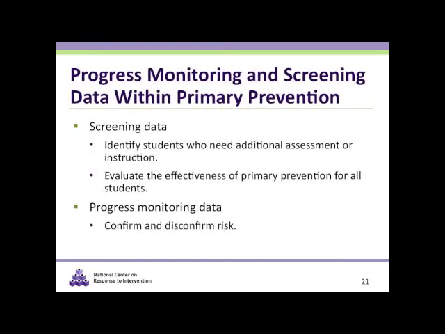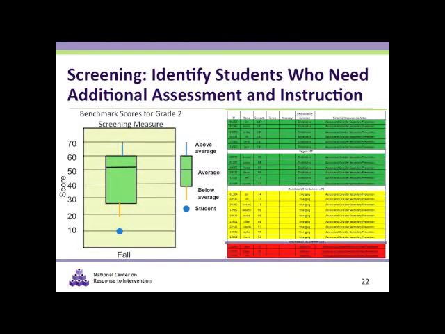As we've discussed in the screening and progress monitoring modules, the data collected can help inform decisions within the primary prevention level. Screening data can help identify students in need of additional assessment or instruction and can evaluate the effectiveness of the core curriculum. Progress monitoring data can be used to confirm or disconfirm students identified through screening as at risk. All students in primary prevention are screened using validated screening tools. Screening data can show you which students are falling behind their peers or below determined benchmarks and who needs additional assessment or instruction. Students scoring below a cut score are suspected of being at risk for reading or math difficulties.